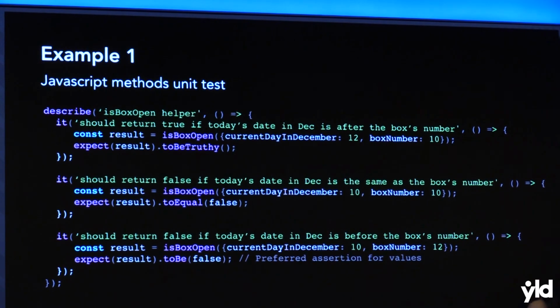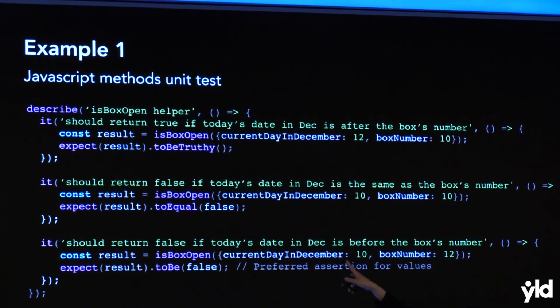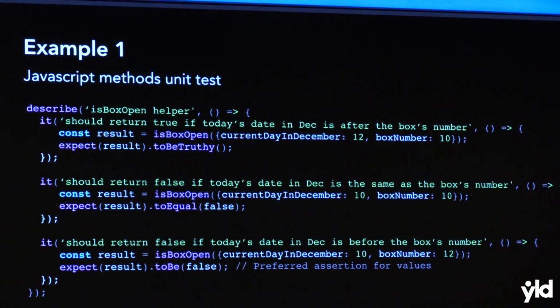So if you saw in that previous website, all the ones previously to today, all of those boxes were open. So Jest provides this thing called toBeTruthy. One gotcha about toBeTruthy is that it doesn't only check if the result is true. There are tons of things that could be truthy, right? So it just checks that it exists.